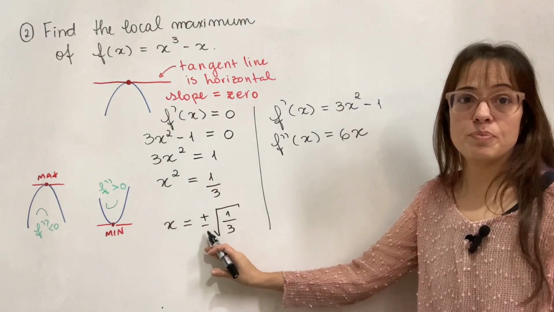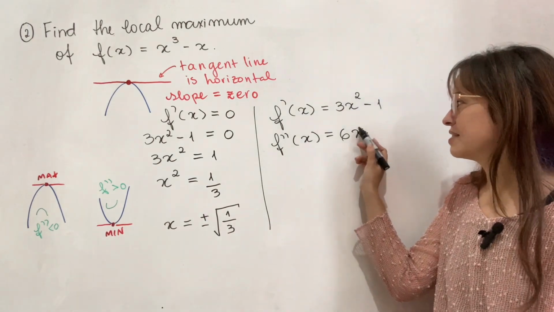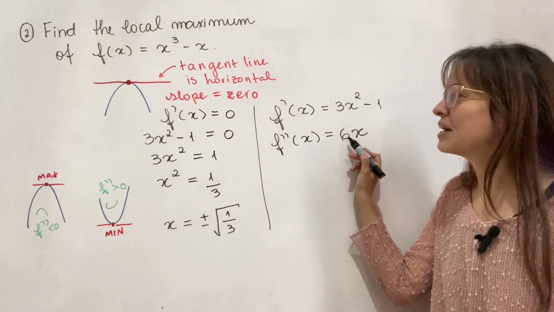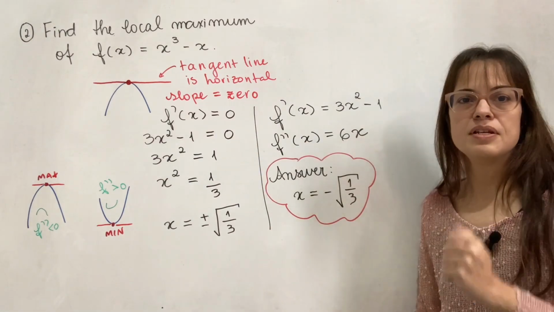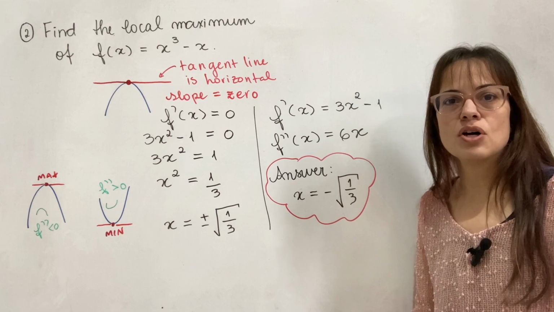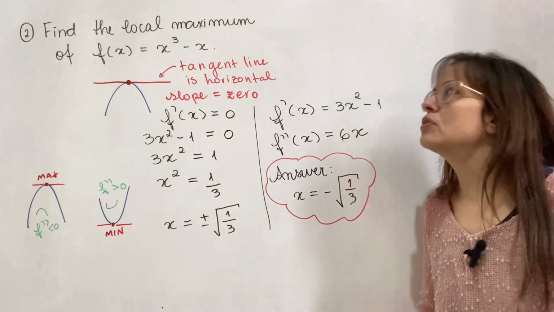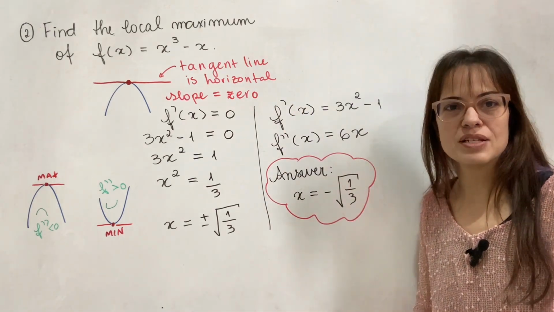In this case, it's going to be the negative one, because then it's a negative number multiplied by 6 is still negative, so there you go. This is the x-coordinate of the local maximum of that function, which was what the question asked me to do.